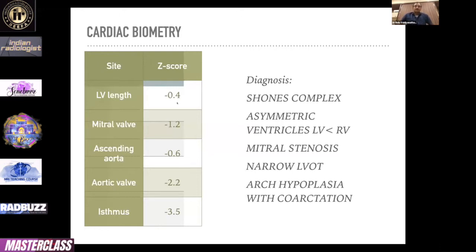When we talk about Z-scores, minus 2 to plus 2 is the normal range. And anything which is smaller than minus 2, which is minus 3 or minus 4, is quite clearly small. So here, everything looks small except the isthmus, which is really small. So there is this entity of multiple left heart anomalies happening together, and that is called Shone's complex. And this case is an example of that.